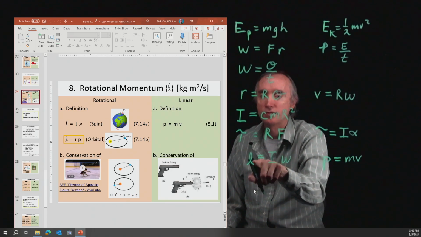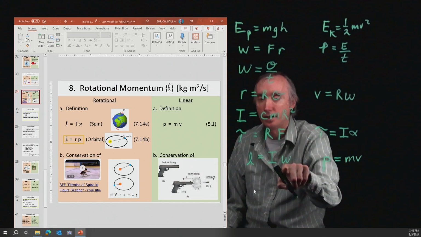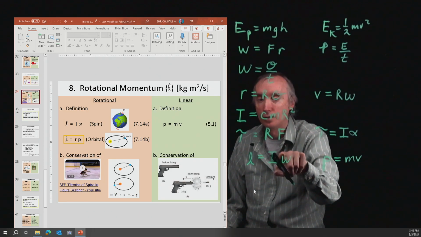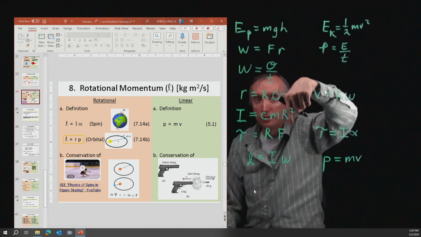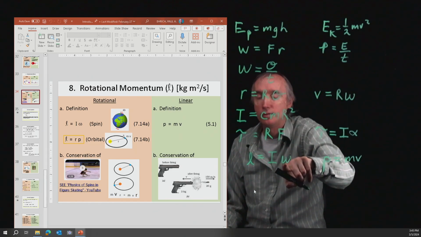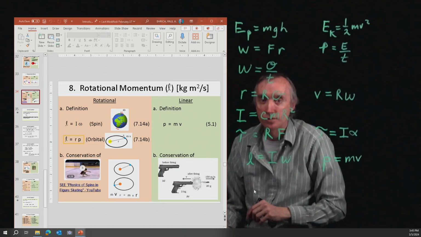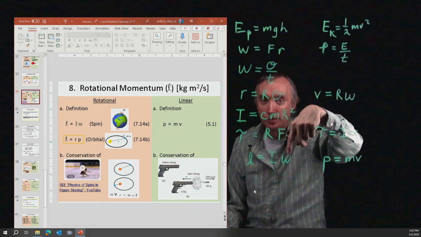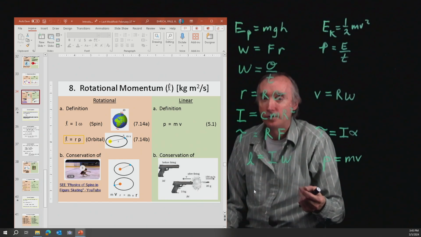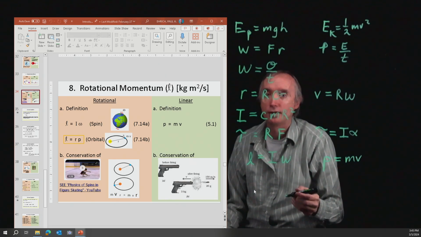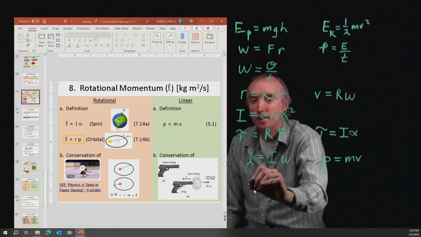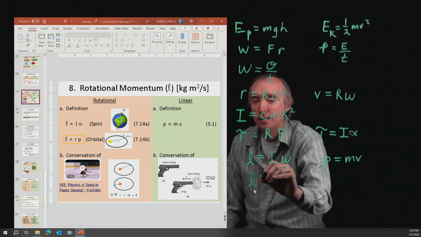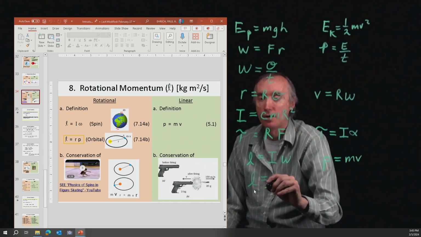So this is for an object that is spinning like the Earth with a certain rotational speed. So the Earth is rotating once every 24 hours. Now that's not the right units, but that's its rotational speed. You could also have something that is orbiting. So in this case, a planet that is in orbit around a star.